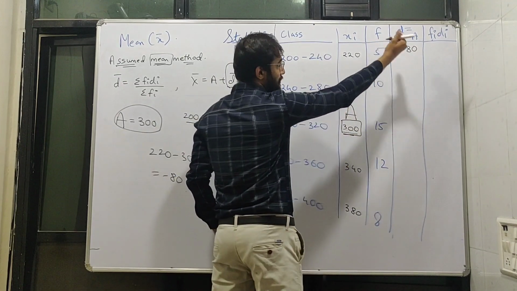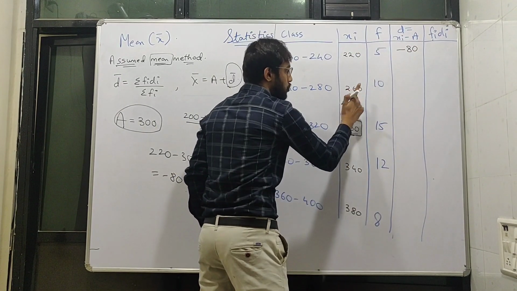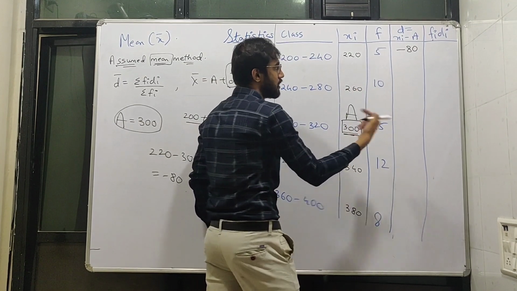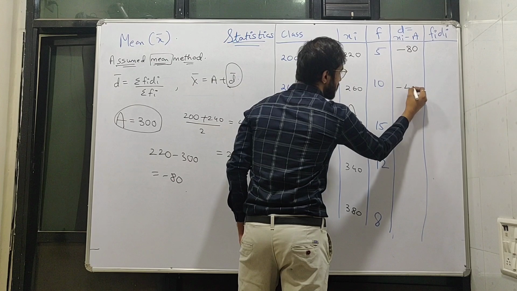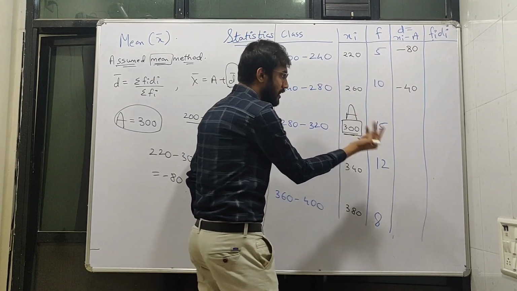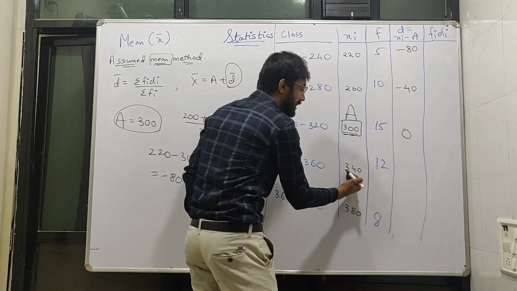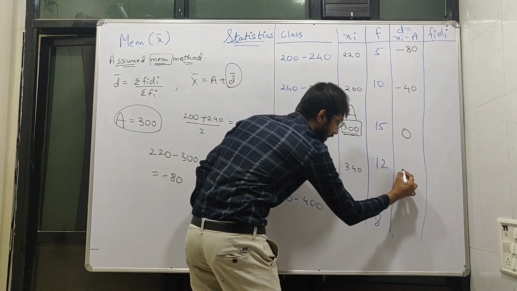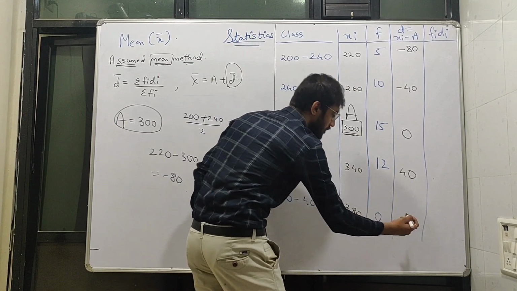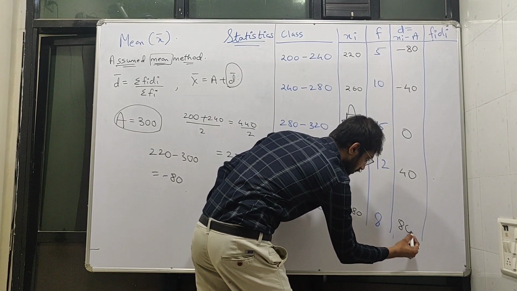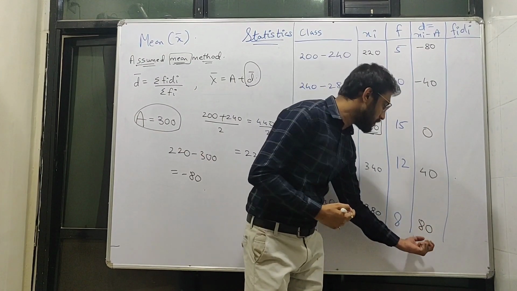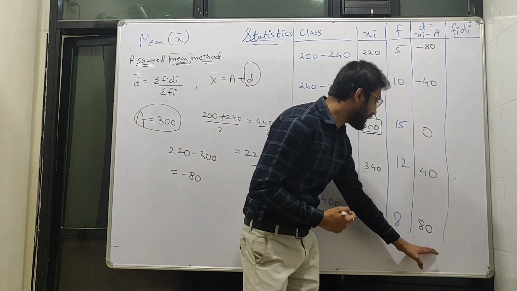Next, xi minus a, as in 260 minus 300. How much will 260 minus 300 be? The answer will be minus 40. Next, 300 minus 300, answer will be 0. 340 minus 300, answer will be 40. And the last value, 380 minus 300, answer will be 80. Ready. So the last value we have obtained here is 80.